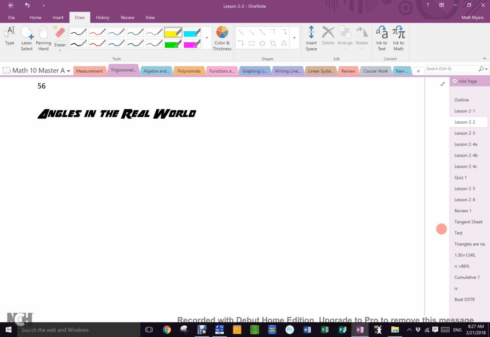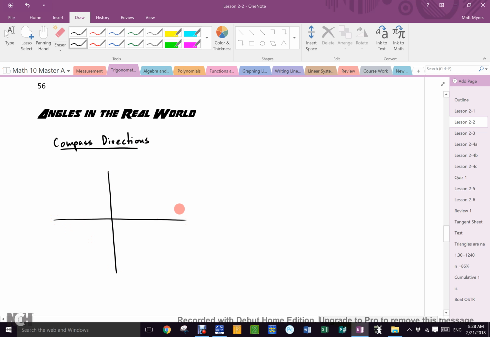What is one way I can define a direction? Aiden. Cardinal. Which means what? North, east, south, west. We all know those directions, right? Okay. So we're going to start with compass directions. Because this, again, is a real-world situation. The compass directions are very simple.